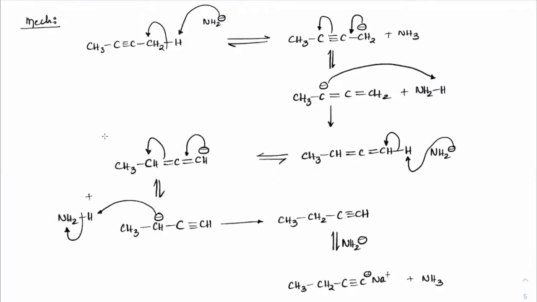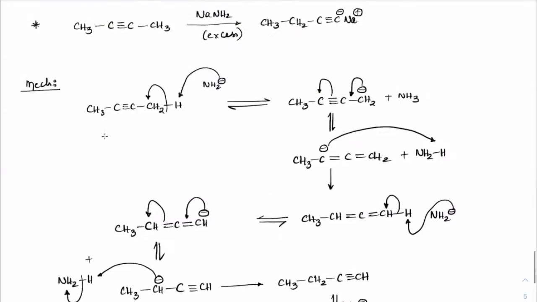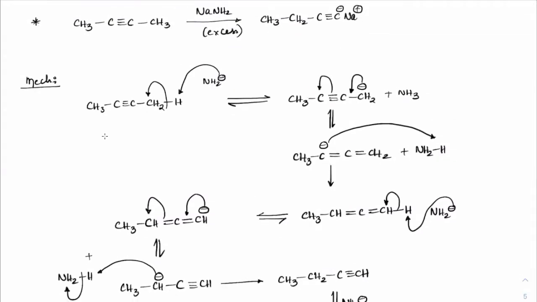So wherever we have a substituted alkyne, if you want to bring it to the terminal alkyne, then this is the procedure. You keep reacting with excess of NaNH2, it will convert into a terminal alkyne. If you want to convert into propyne, or in this case butyne, then you just react with H3O plus: take this salt and add it to H3O plus, you'll get that butyne form.